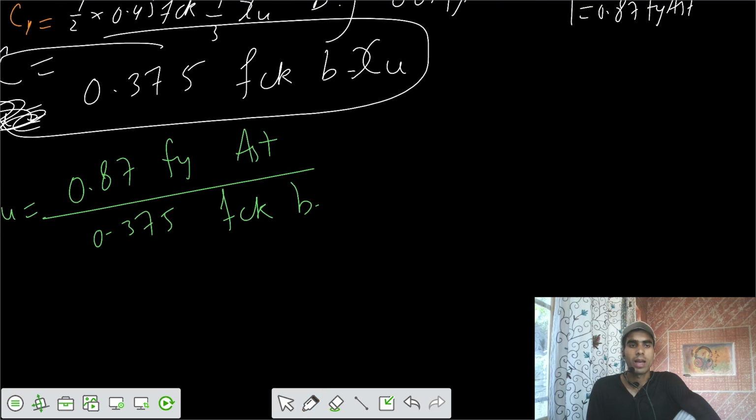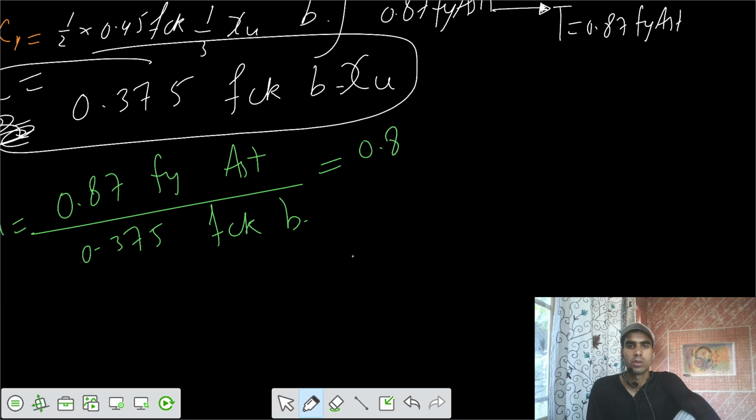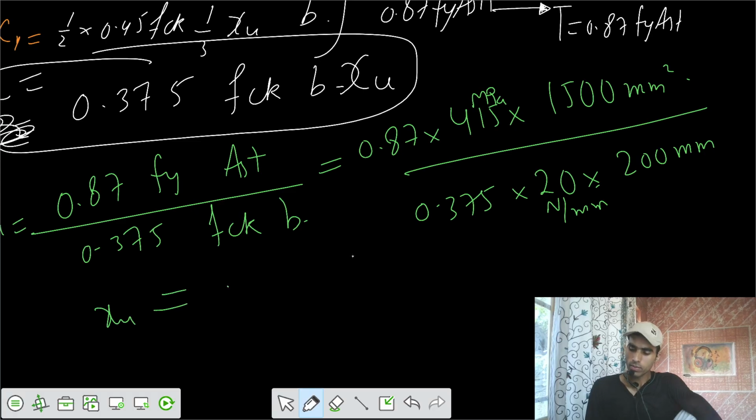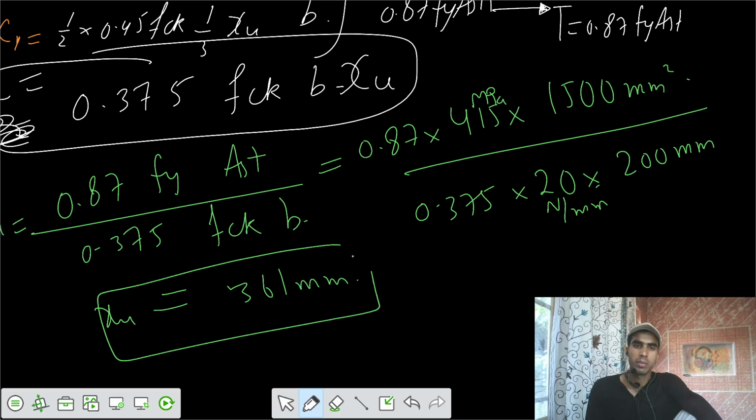Now you have to substitute those values to get the value of XU. Value of Fy was Fe415, and area of the steel was given as 1500 millimeter square, and the 0.375 is as it is. FCK was given as M20, and value of B was given as 200 millimeters. This was Newton per millimeter square, also megapascal. So finally you would get a value of XU equals 361 millimeters.